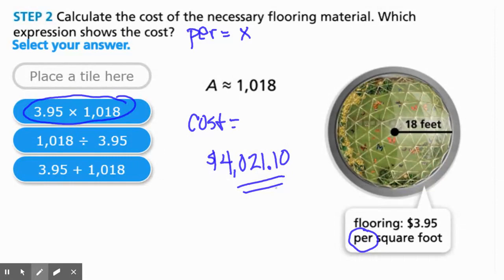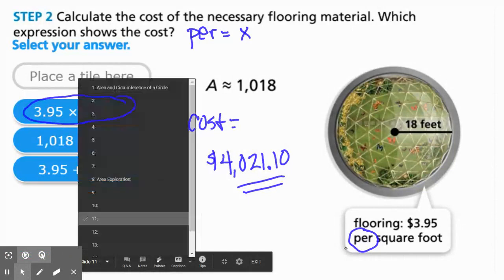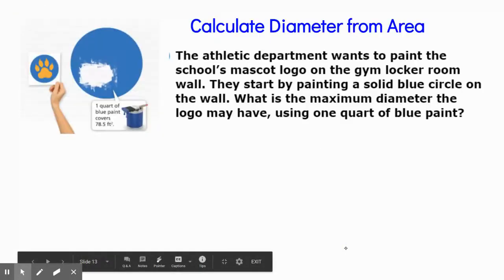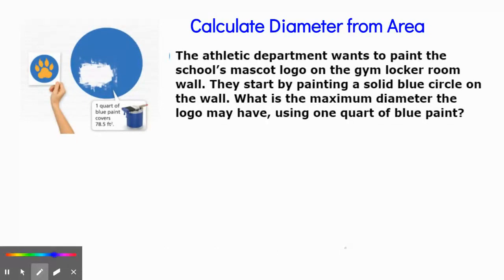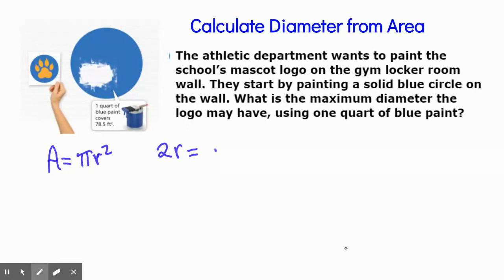These types of multi-step problems are something you are going to see. Please pay attention. We're going to calculate the diameter from the area, okay? So the first thing I want to write down is area equals pi r squared. Okay, so I'm going to use that one. I also need to figure out the diameter. Okay, so 2r equals diameter. 2 times radius equals the diameter.